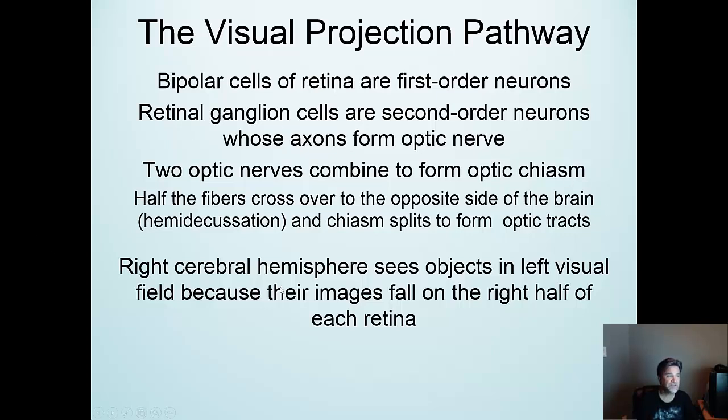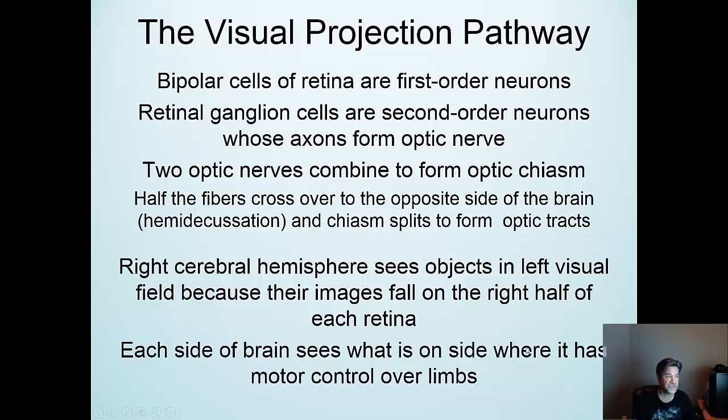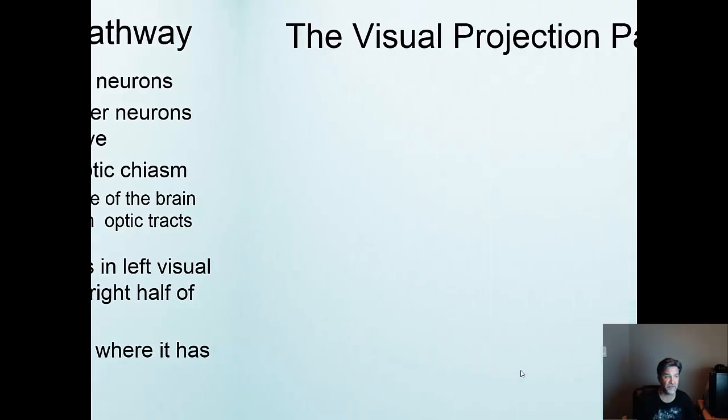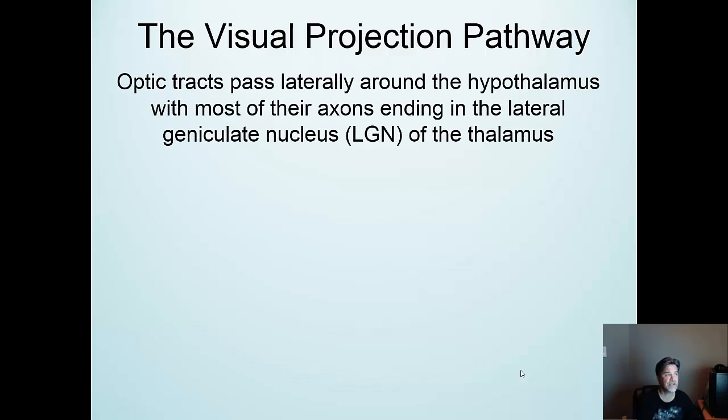And so the right cerebral hemisphere only sees objects in the left visual field. We'll describe exactly where those are in just a second. And the left cerebral hemisphere will see objects on the right visual field. And it makes sense that we're still associating that with the right half of the brain controls the left half of the body, the left half of the brain controls the right half of the body for the most part. So let's look at how this works.